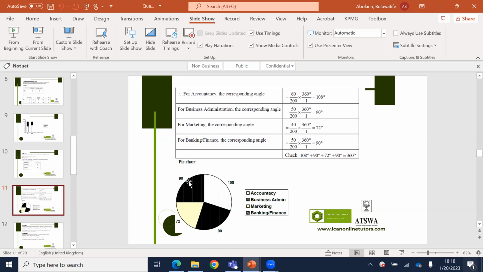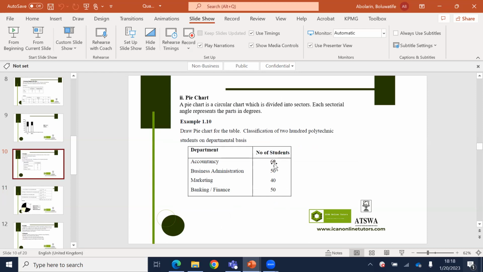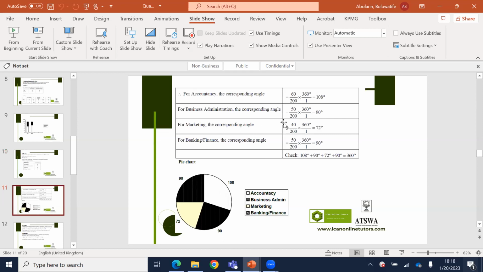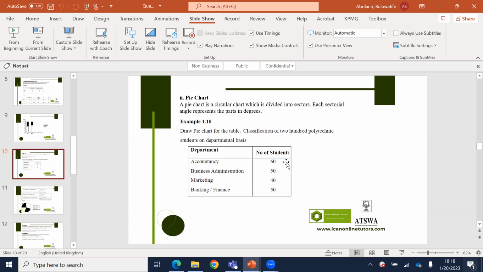Please put your mind there so that you don't get it complicated. So now we have the first figure, which is 60. The second one is what? 50. The third one is 40. The fourth one is 50. The first thing to do is to find the total, add everything together, so that we'll know how to move on. So now if you look at this solution, firstly, add these four together and give me the answer. 60 plus 50 plus 40 plus 50. Add it together.